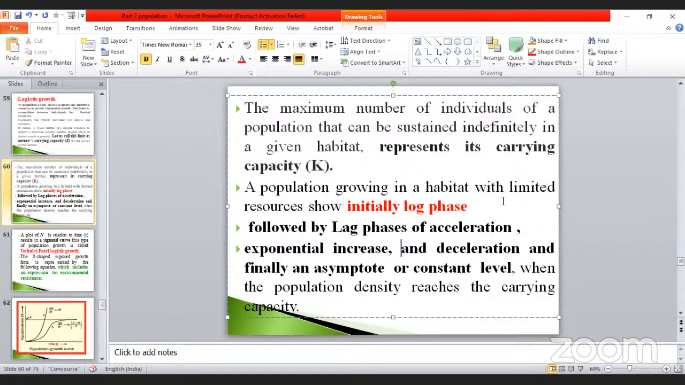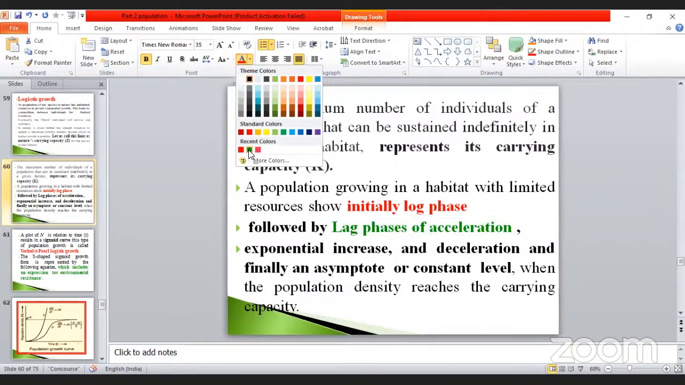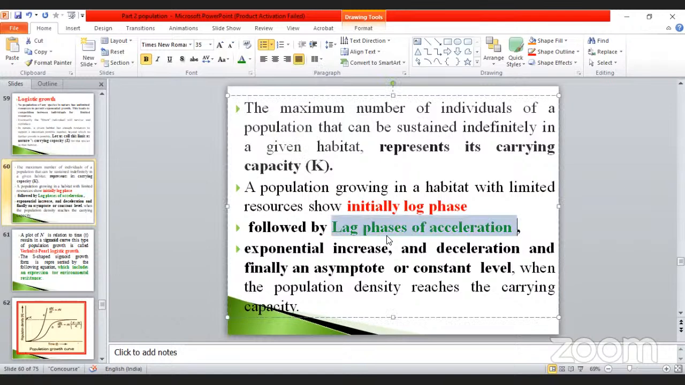Okay, my dear. So these are the important points. You should note it down. Very, very important, my dear. Sometimes they may ask the question: at which stage is the population's acceleration increased? Like that, they may ask the question. That is called the lag phase. Don't forget, my dear. Initial log, lag, and also the deceleration, finally the asymptote or constant level, finally the decline stage.